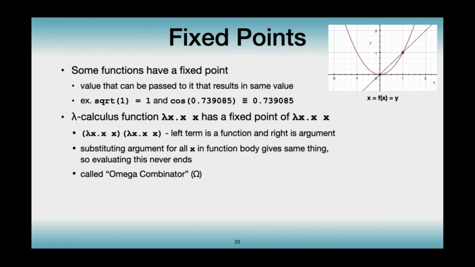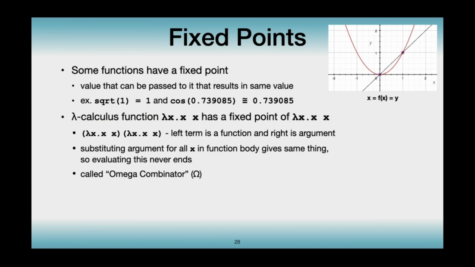Now we're ready to talk about how you could possibly implement something like recursion in lambda calculus. And this is tricky because, as I said, lambda calculus functions don't have a name, so how would it even refer to itself? So you need some special magic to make this happen. And so before we get to the actual magic, we have to lead up to it by talking about fixed points. A function has a fixed point if you can pass it a value and the result is the exact same value.